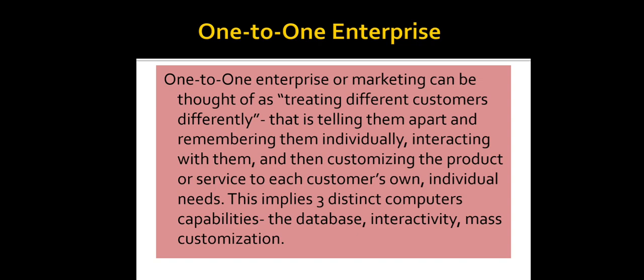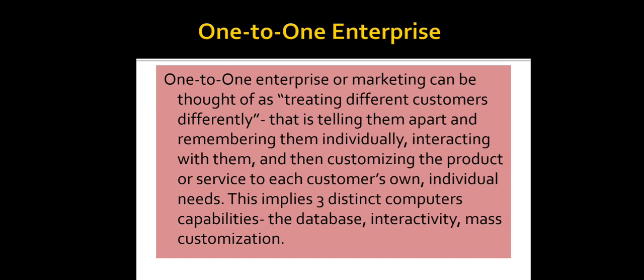And this implies three distinct computer capabilities. Firstly, the database. Secondly, interactivity. And thirdly, mass customization. These three distinct computer capabilities should be there. And not only this, one-to-one marketing provides a lot of strategies for increasing the customer base value. And how can we increase that? By identifying customers and understanding their needs, by determining the profitable customers and those with growth potential, by expanding business based on what customers want, and by working effectively across the enterprise to meet customer goals. So we can increase a customer base value by following these steps.